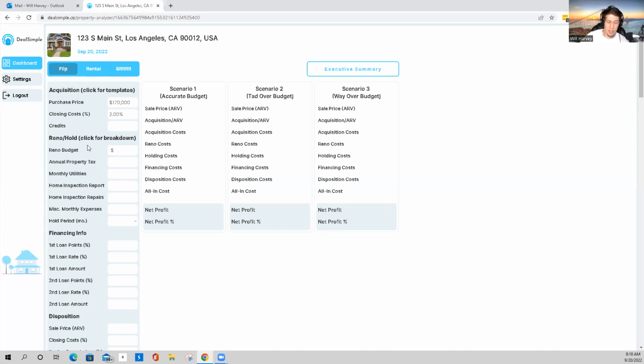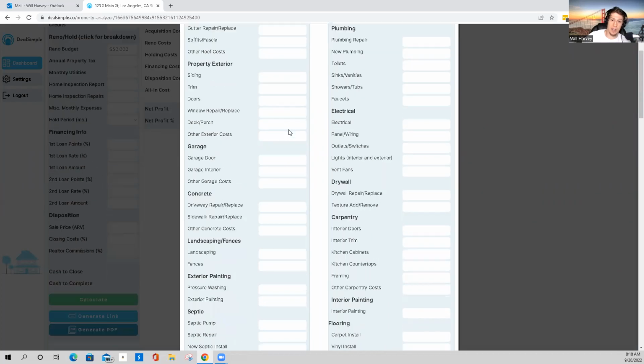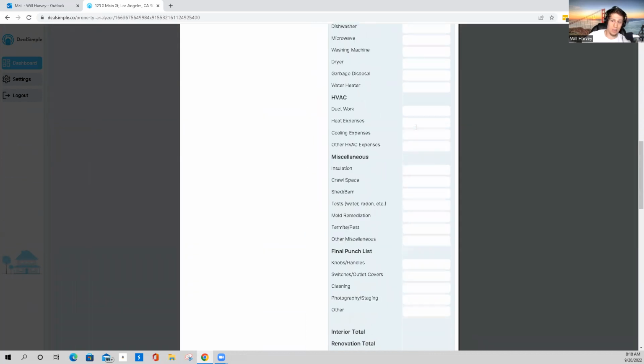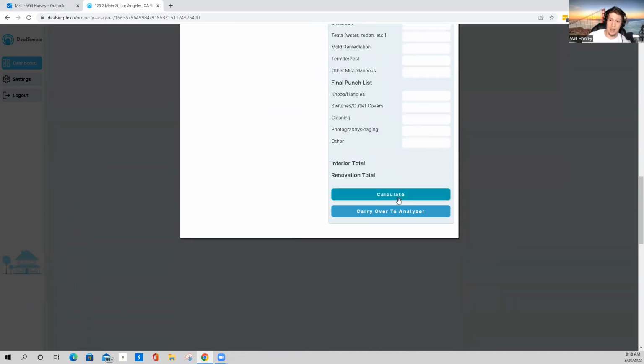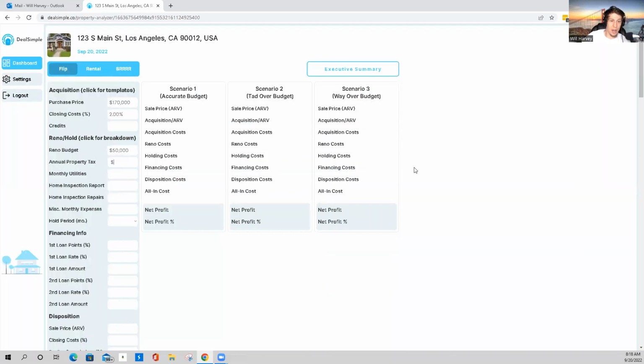The reno budget on this house was about 50. Now, if you want to get more granular, you can go right here, and it'll bring up, it's going a little slow because I'm on Zoom, a breakdown of the exterior and the interior, and you can go through, enter this all line by line if you'd like, and then calculate it and carry it over. I'm not going to do that because it just takes a lot of time. But if you use our software, you can check that out.